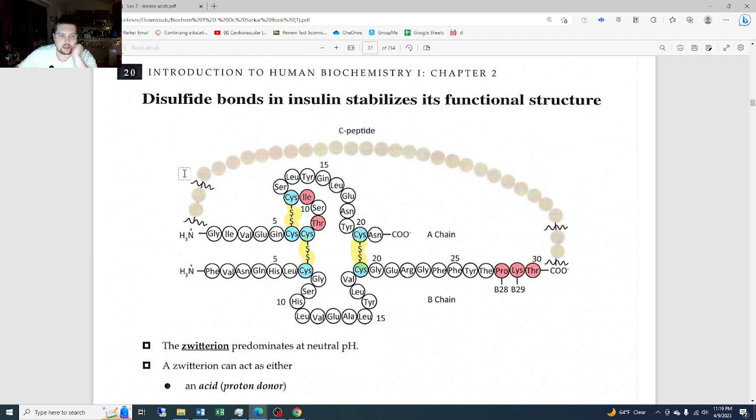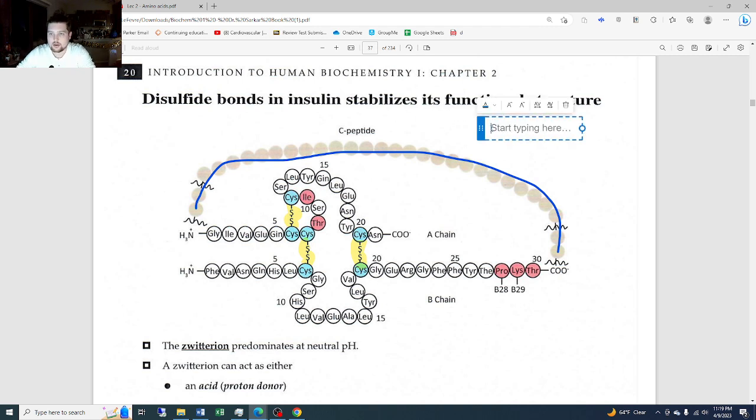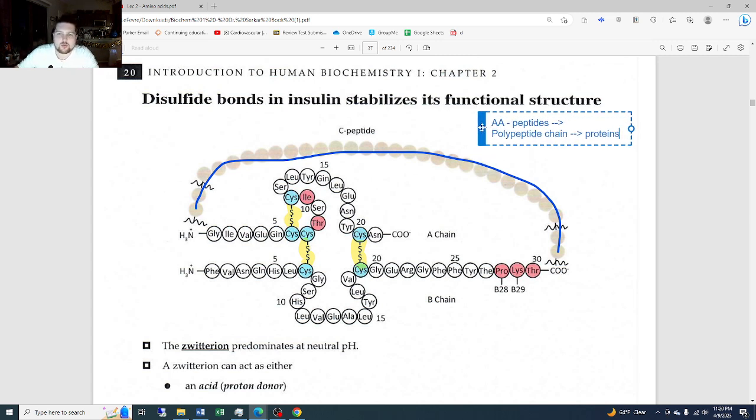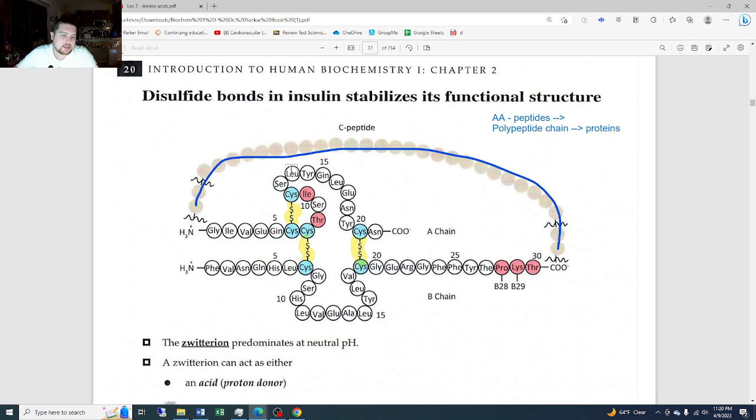We'll get into and mention this later, but when you have a chain of amino acids like this, we call it a polypeptide. Polypeptide chain. We have our amino acids, which are our peptides. They will join together to create the polypeptide chain, and then the polypeptide chain will get folded or joined with other things to form our proteins. And we'll get into that when we talk about the formation of proteins. We'll talk a lot about that.